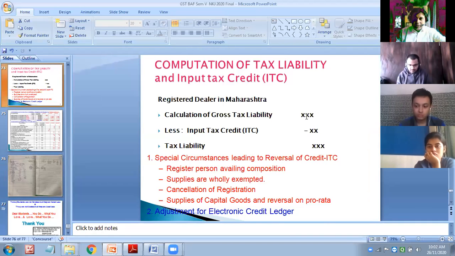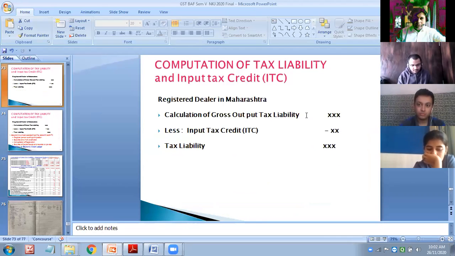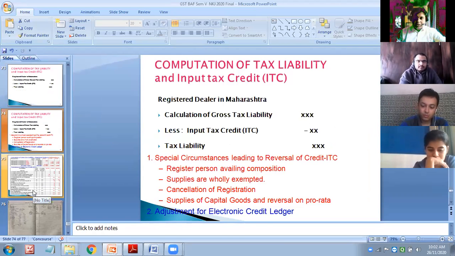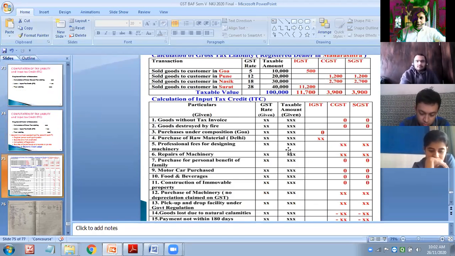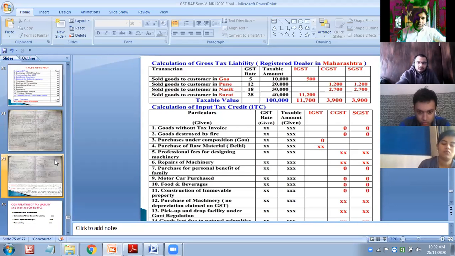As I have rightly stated, it is very simple to compute ITC. Whatever the output tax liability you have, against that you will take input tax credit, and that will be the final computation of tax liability. The special circumstances will be covered in the subsequent section 18, and these are the small questions based on ITC adjustments.